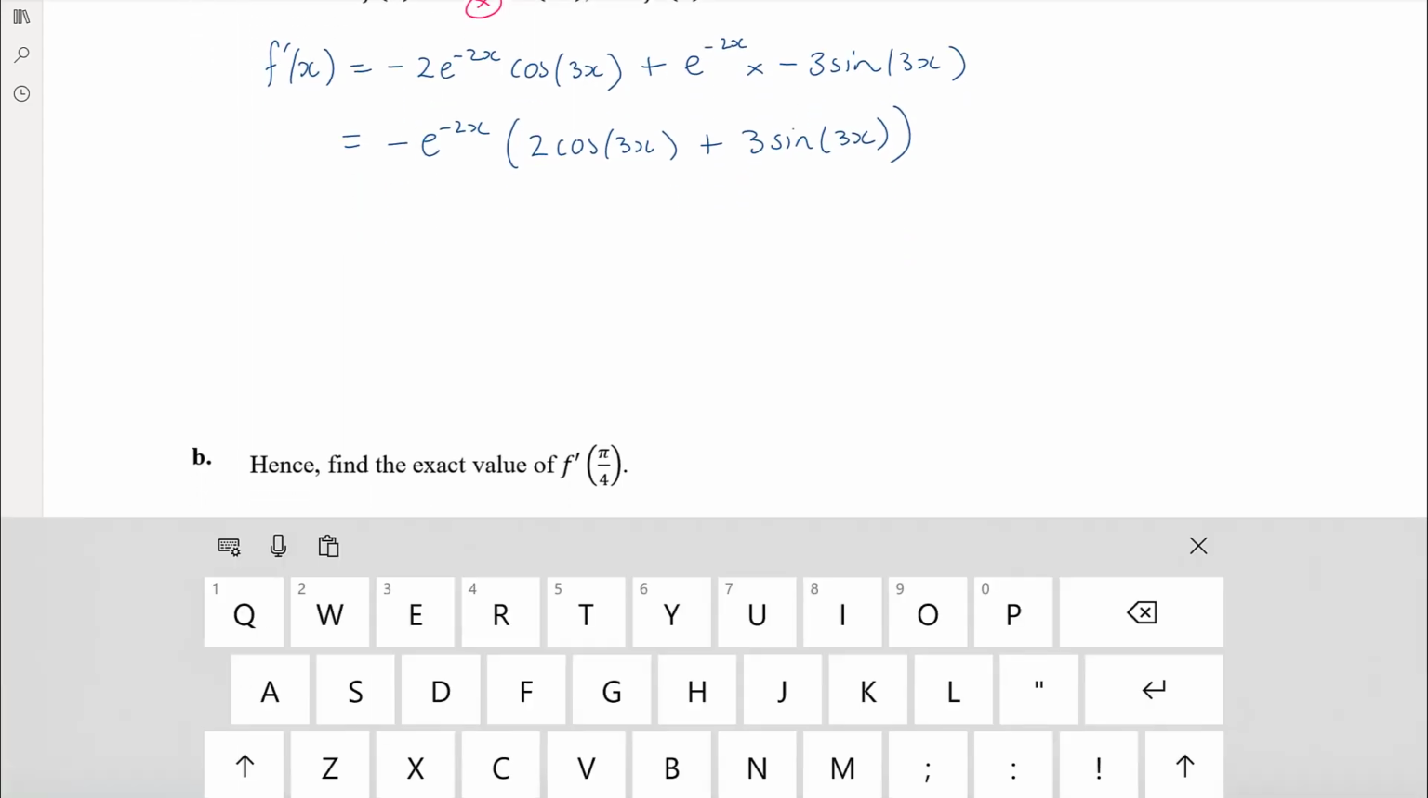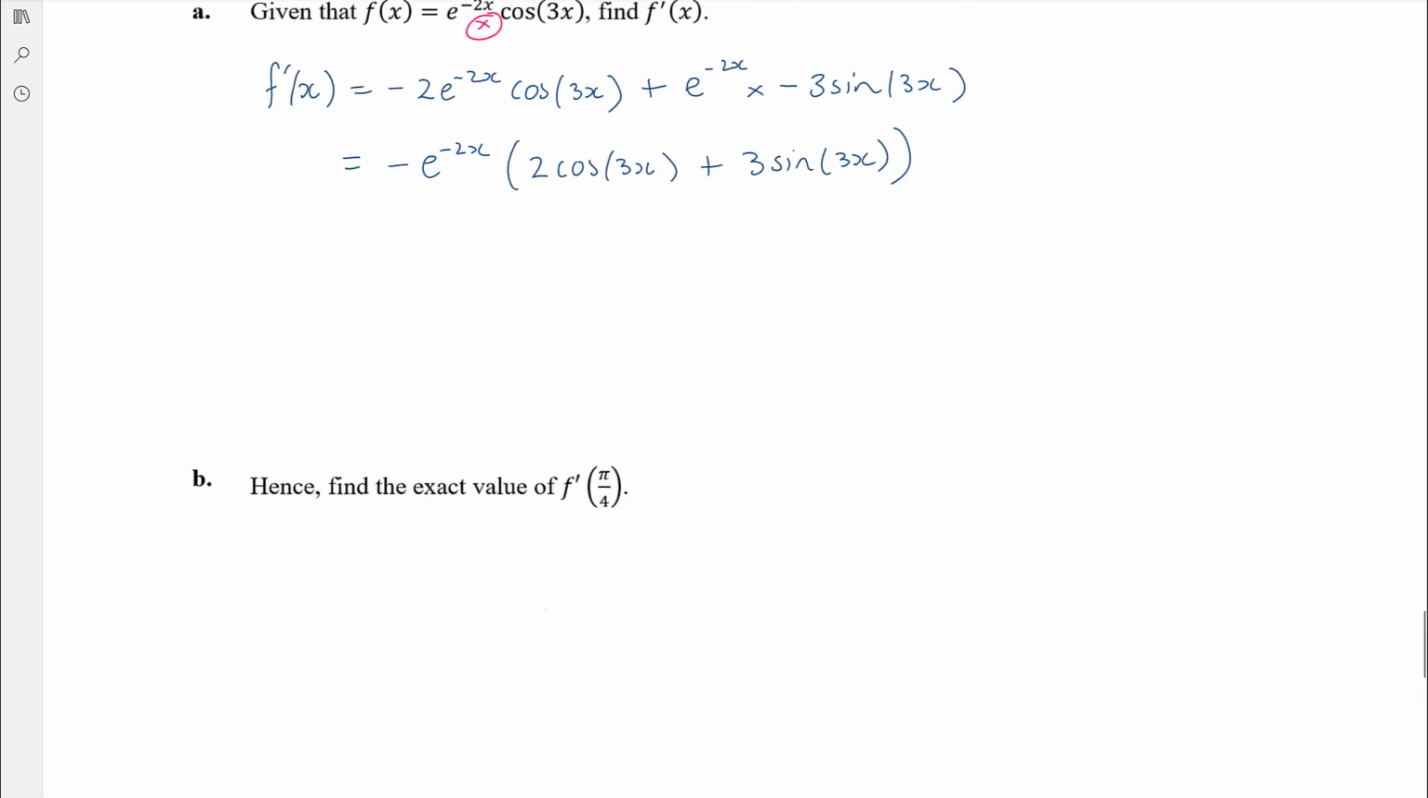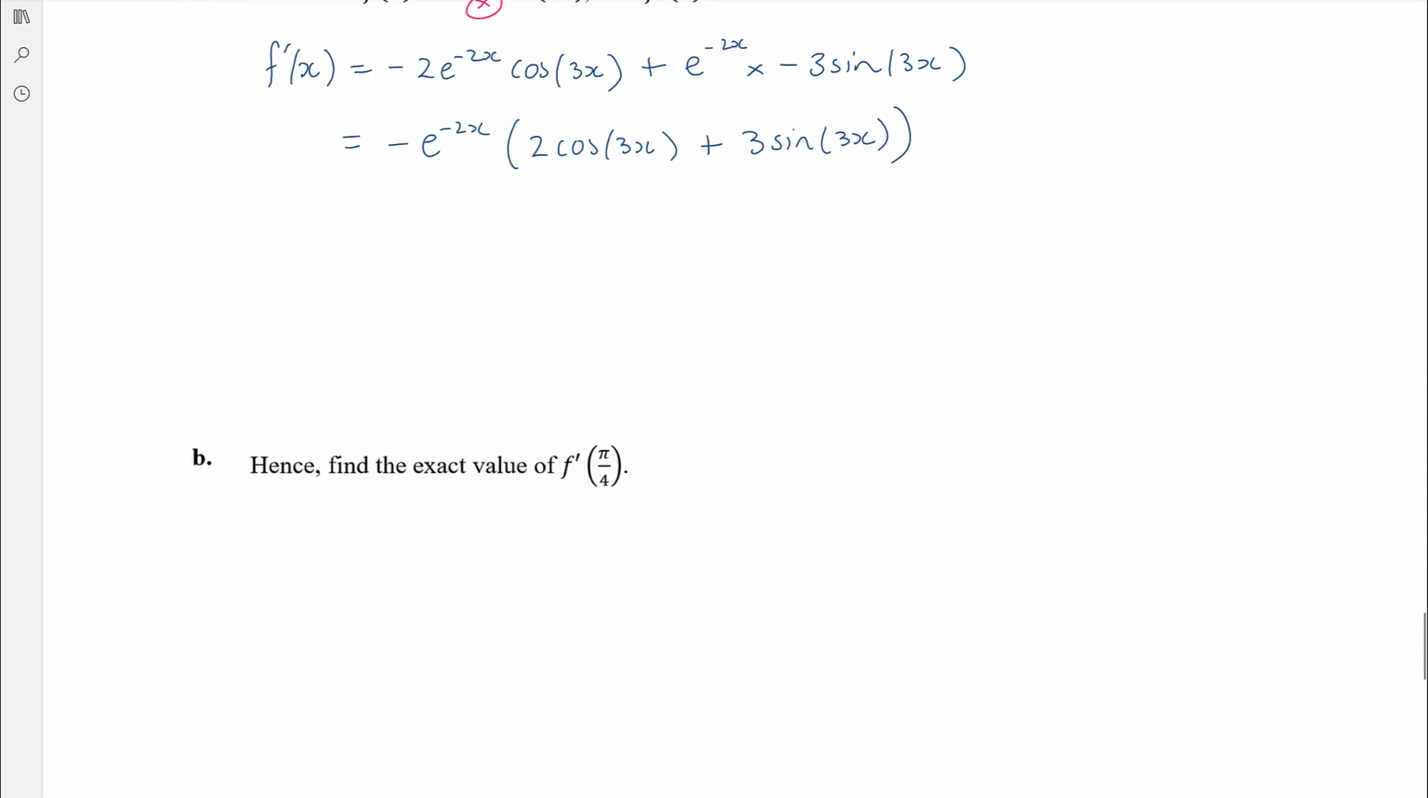Okay, part B, hence find the exact value of f dash at pi on 4. So we've now got f dash x, so f dash at pi on 4 is going to be equal to negative e to the negative 2 times pi on 4. And then in the bracket we've got 2 times cos of 3 pi on 4 plus 3 times sine of 3 pi on 4.